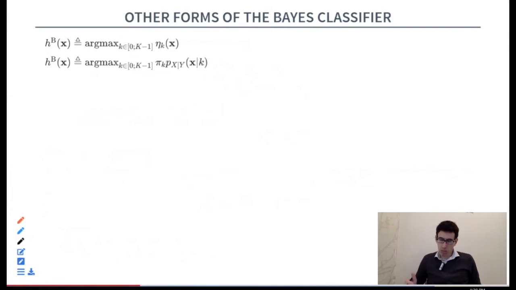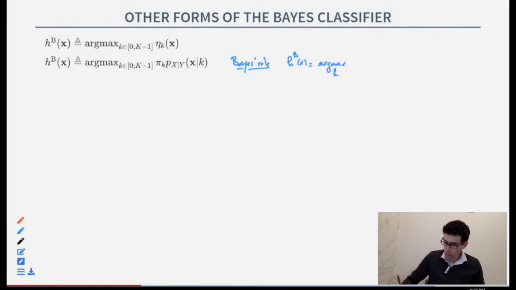Now what I'm claiming is that an equivalent formulation is the argmax over k of pi_k p_{X|Y}(x given k). And the justification here is that I'm using Bayes' rule. So let me write it explicitly. Why? Because I'm claiming that if you look at h_B(x) here, it is the argmax over k, and I'm going to write eta_k explicitly as the probability of y given x, of k given x.